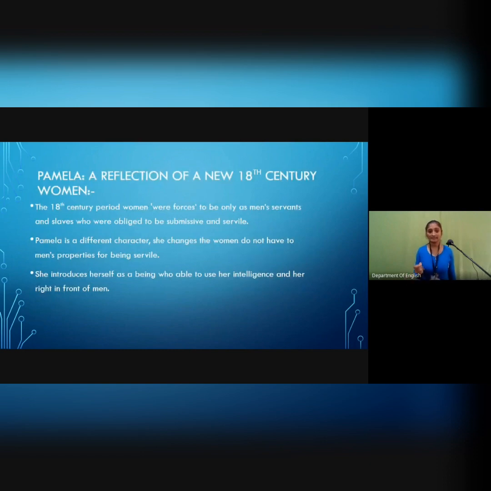And I am dealing with Pamela as a reflection of the new 18th century woman. In the 18th century, women were forced to be only men's servants and slaves who were obliged to be submissive and servile. It means the 18th century is very challenging, with woman as property of the men. But Pamela is a different character presented here, and she changed that: woman does not have to be man's property in order to survive.